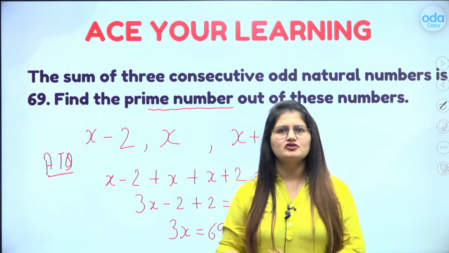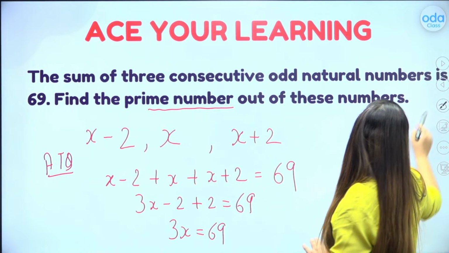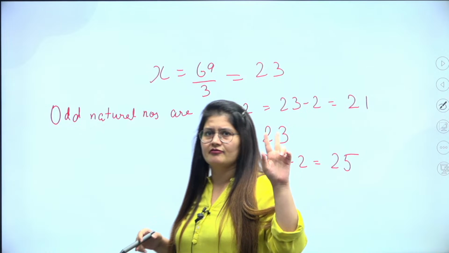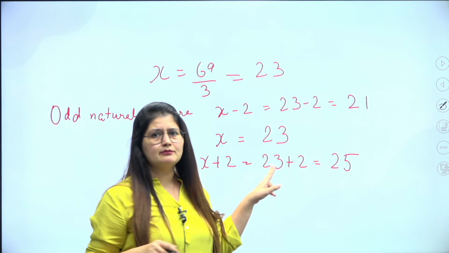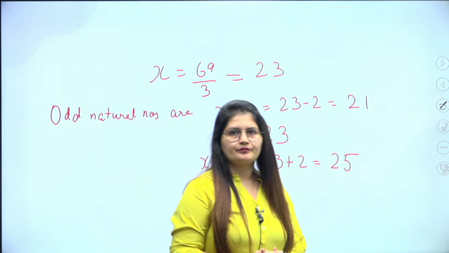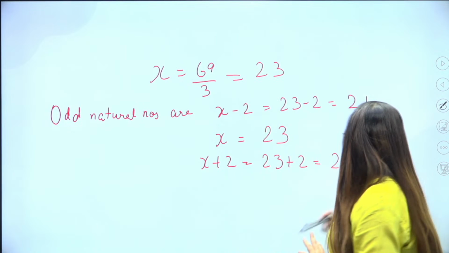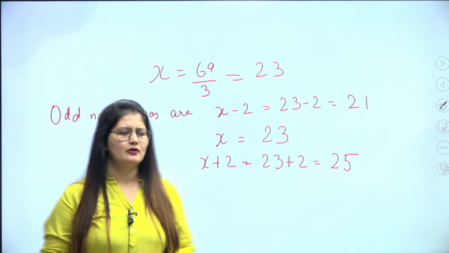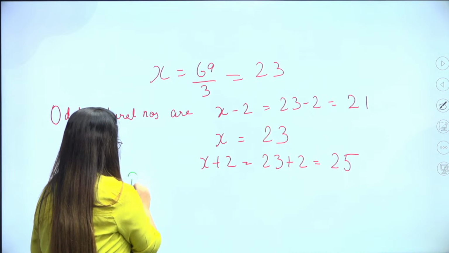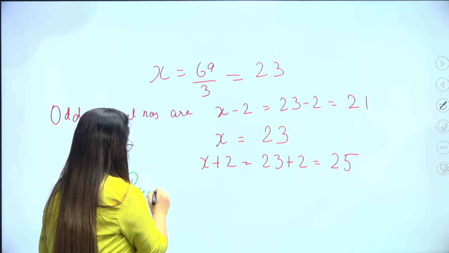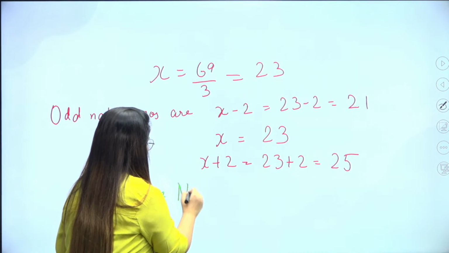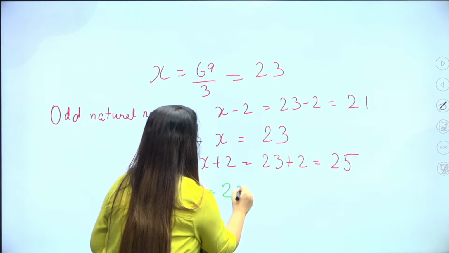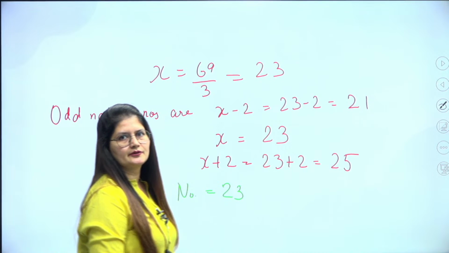So can you tell me which of the following is a prime number here? Can you tell me which number has only 2 factors, which is 1 and itself? So we could see that the prime number here is 23. So if I talk about the answer here, the prime number is equal to 23. So this is going to be your answer here.